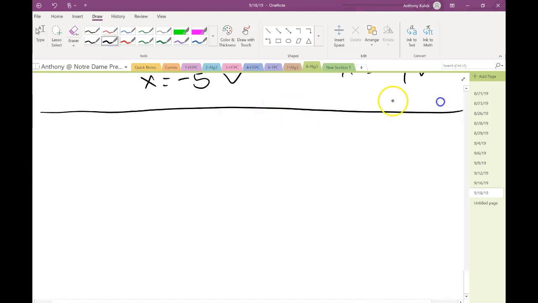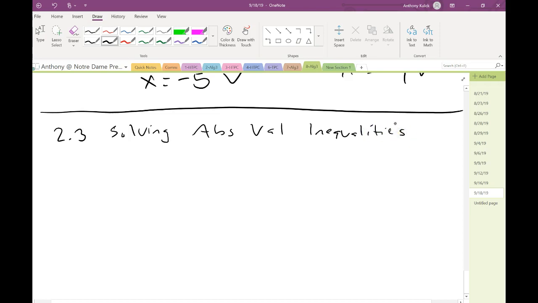So the next section is about solving absolute value inequalities. I have abbreviated absolute value just with abs for absolute and val for value. I hope that's okay. So solving an absolute value inequality is going to be pretty similar to solving an absolute value equation, but there are a couple modifications to the procedure that we need to make, although it's going to be very similar still.